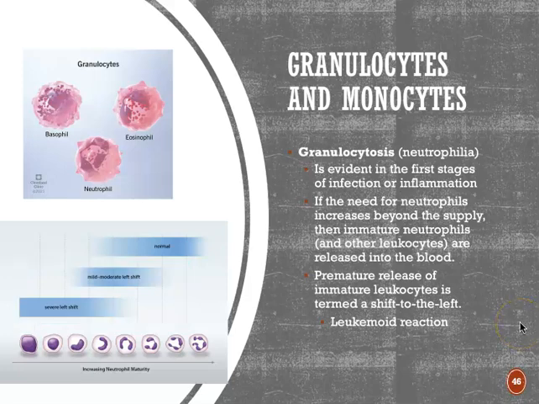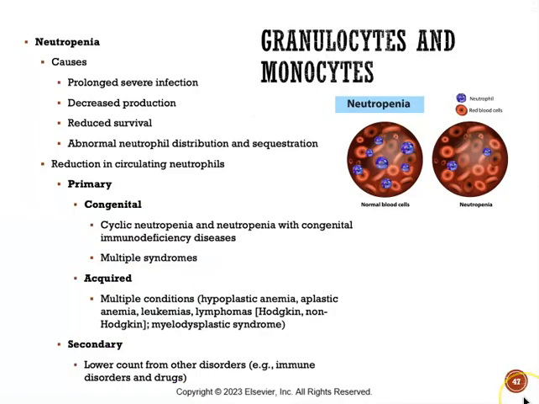So as a nurse, you want to be able to recognize these changes, and if we see this shift to the left taking place, then we know that our body is fighting a significant infection, and we need to monitor for fever, sepsis, or worsening inflammation. Now, when we have neutropenia, this is more of a dangerous reduction in their circulating neutrophils.